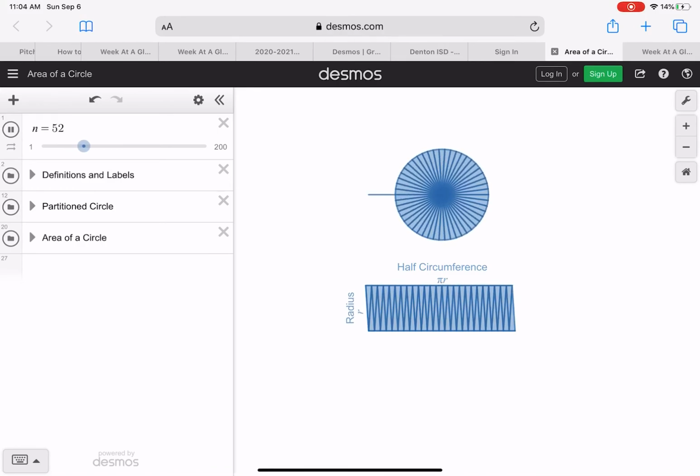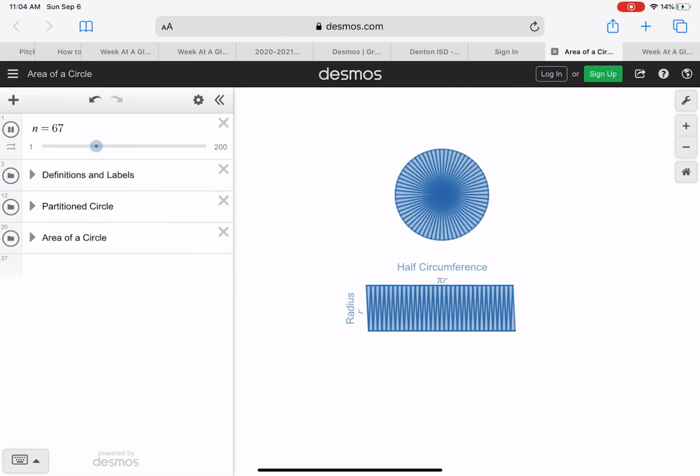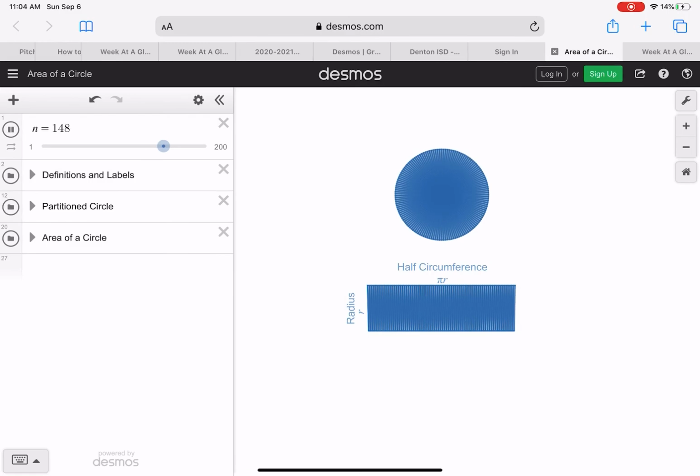Now take a look at that shape. As I increase the number of sides, not only does it start to look like a parallelogram, it's actually starting to look like a rectangle, right? More and more and more slices. This idea of being able to take those slices and make them as small as possible is related to something that we do in calculus called a limit.